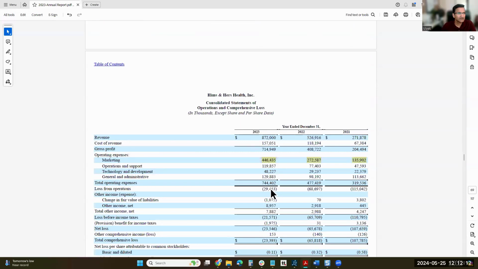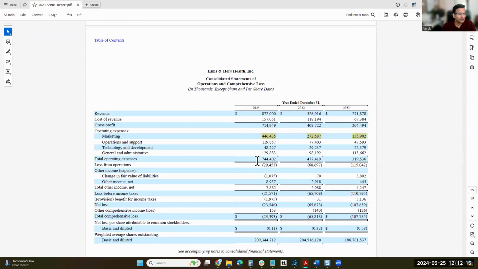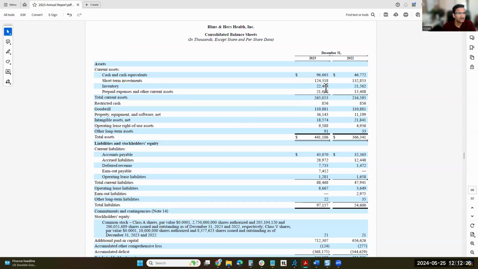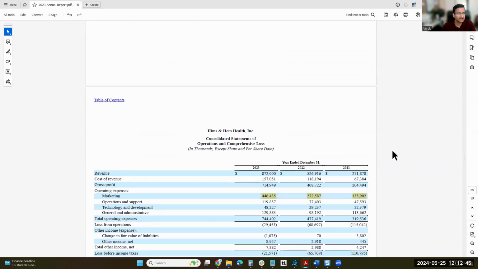So that's on their P&L. Total operating expense is $744 million. So let's go back to their balance sheet. So they have cash and cash equivalent of 96 million, short-term investment of 124 million, and their overall expenses is 700 million.